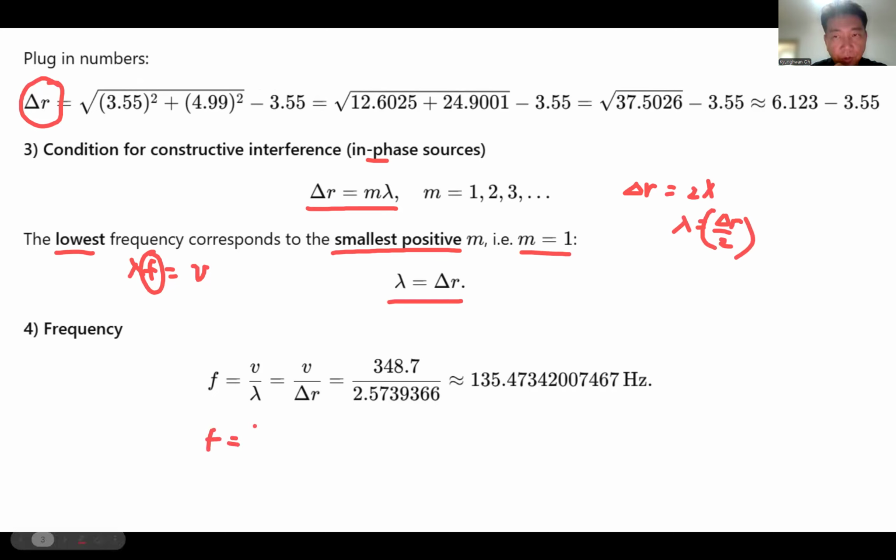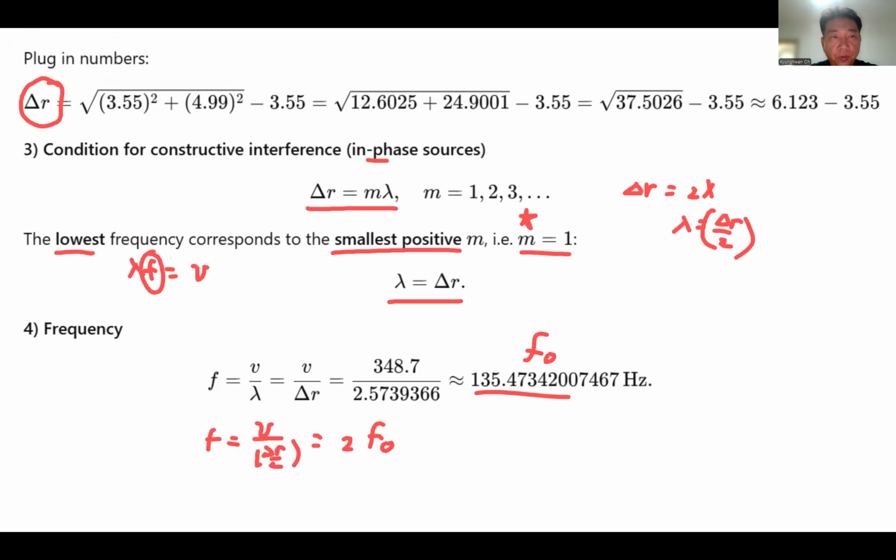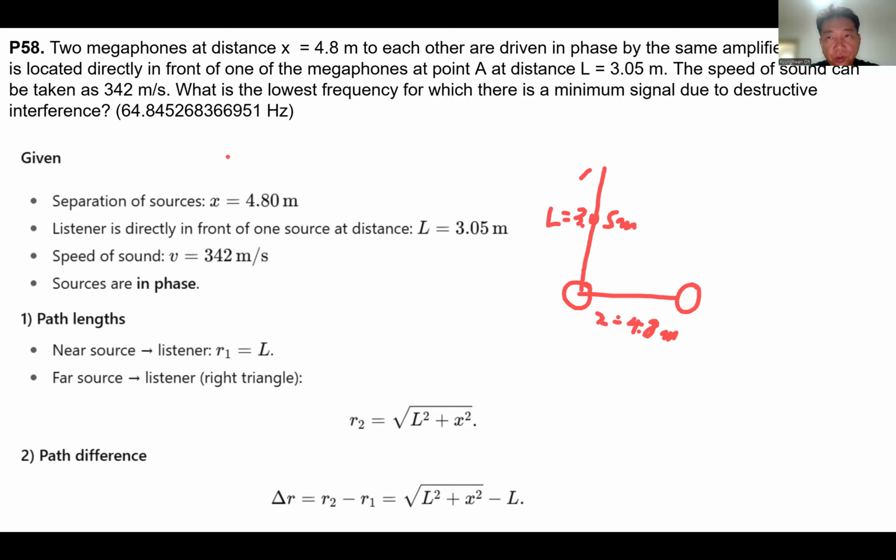Similar case. Here is one speaker and the other speaker, and this separation x is 4.8 meter, and L is 3.05 meter. What is the lowest frequency for which there is a minimum signal due to destructive interference? The previous case was constructive interference, and now it's time to think about destructive.